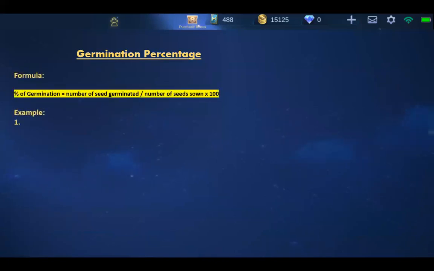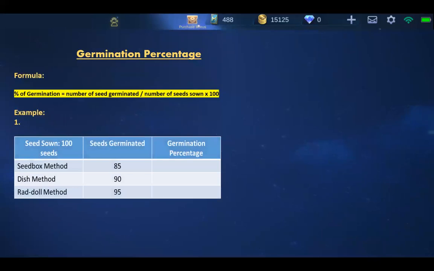To compute the germination percentage, we use this formula. Percentage of germination is equal to the number of seeds germinated divided by the number of seeds sown times 100. Here is an example. We have the table, using the three methods of testing the germination of the seed. The seeds sown are 100 seeds, and the results for the seeds germinated under the seed box method is 85, dish method 90, and ragdoll method 95. Let's watch this explanation.